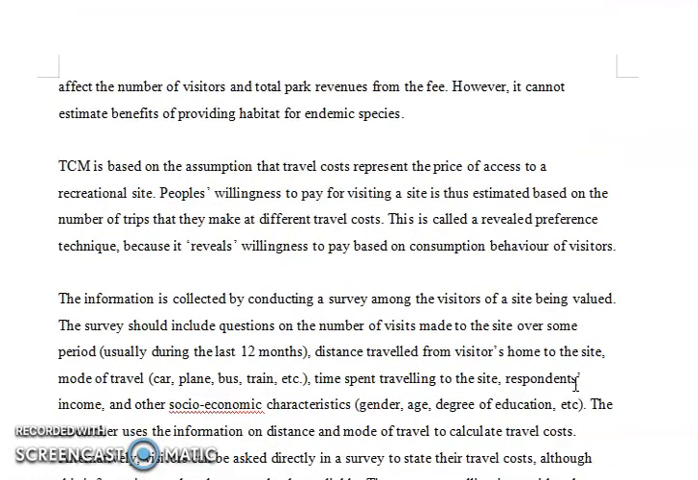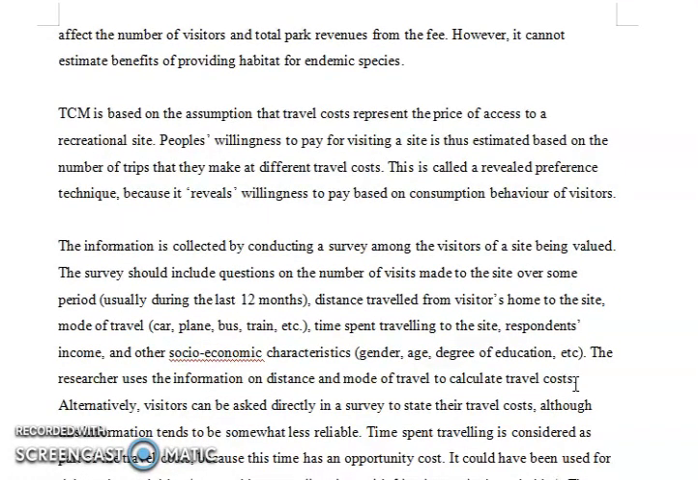The travel cost method is based on the assumption that travel costs represent the price of access to a recreational site. It means the travel cost represents the price of access to a recreational site. People's willingness to pay for visiting a site is thus estimated based on the number of trips that they make at different travel costs.